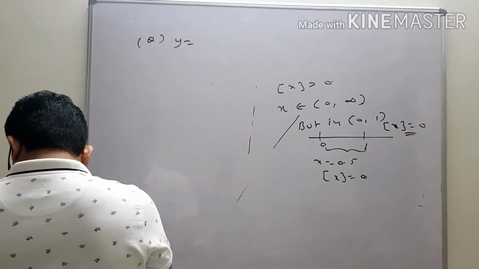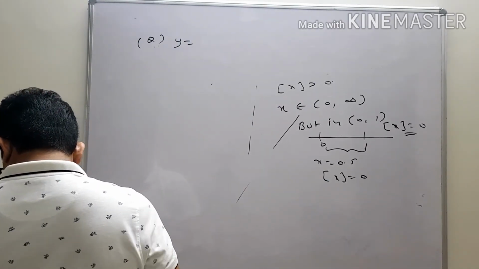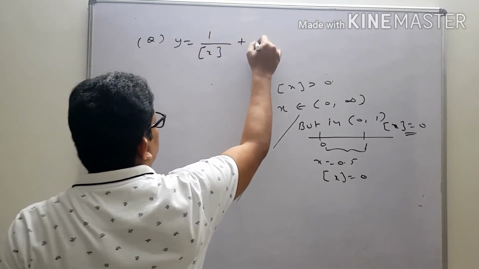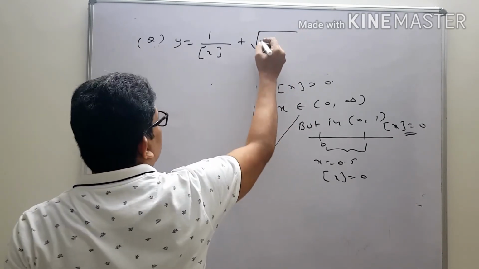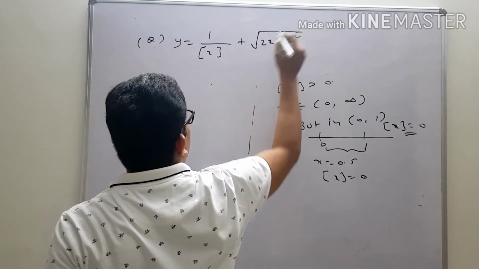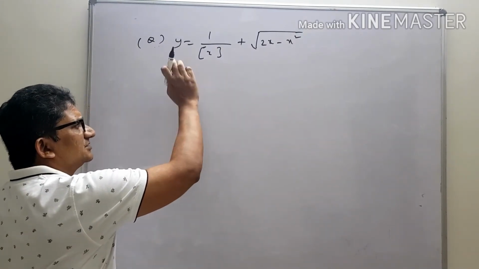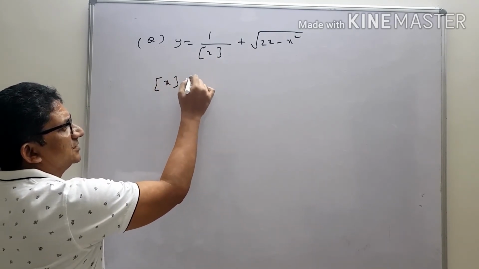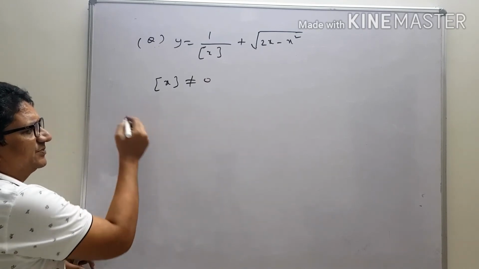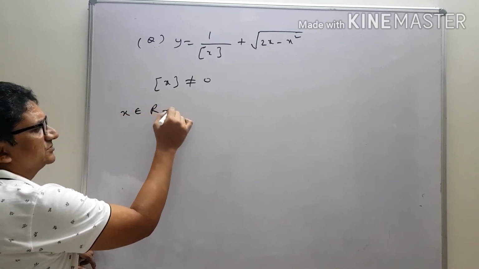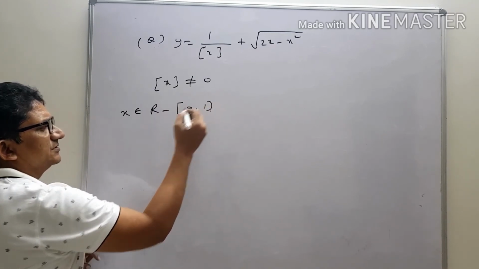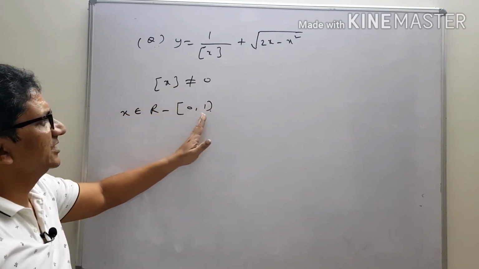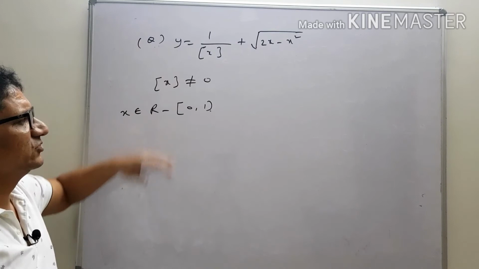That is the result. Now, find the domain of the function y equals 1 divided by [x] plus under root 2x minus x square. Here, the greatest integer function's domain is R, but it is defined in the denominator. So the condition we need to maintain is [x] cannot be equal to 0. That means x belongs to R minus [0, 1), because in between 0 and 1, if you give any value, [x] will be 0 only. So from real numbers we eliminate that. The remaining values are no problem to us.